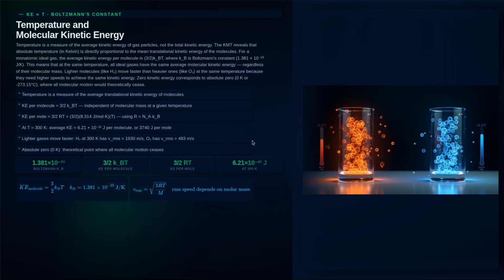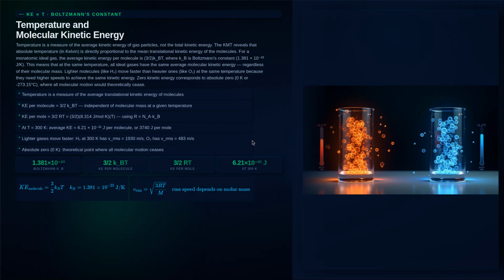Temperature is a measure of the average kinetic energy of gas particles, not the total kinetic energy. This is one of the most important concepts in physical chemistry. Absolute temperature is directly proportional to the mean translational kinetic energy per molecule. The average kinetic energy per molecule equals 3/2 times Boltzmann's constant times temperature. Boltzmann's constant is 1.381 times 10 to the negative 23rd joules per Kelvin.